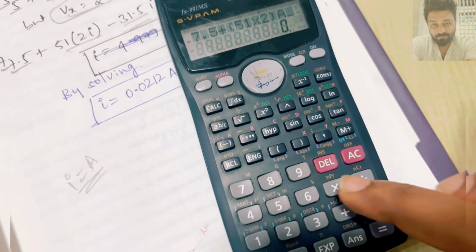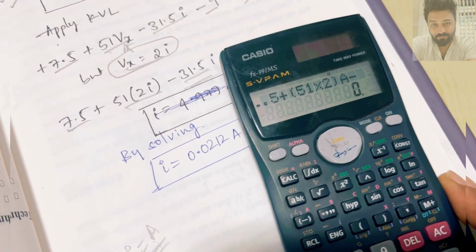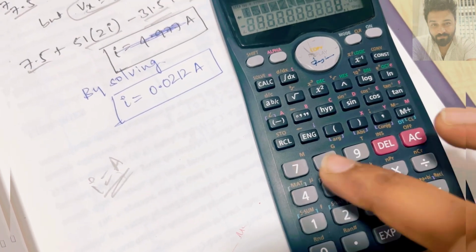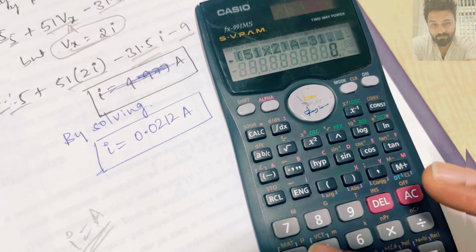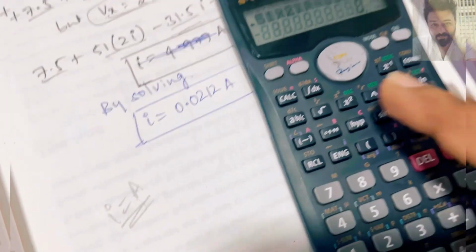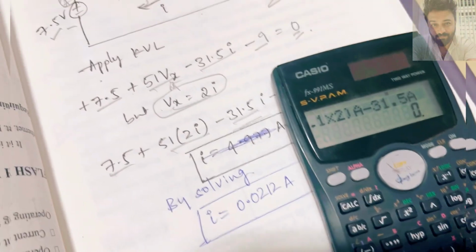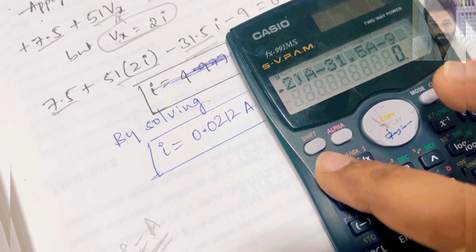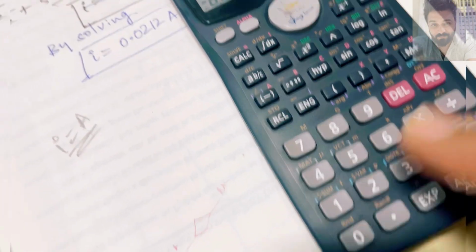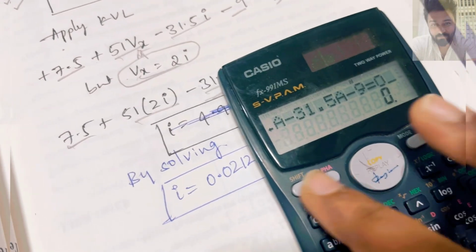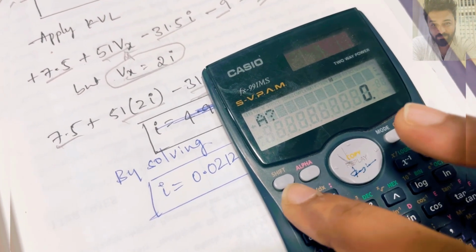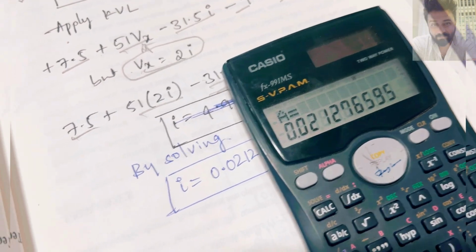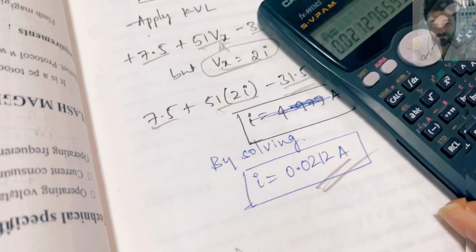31.5 into A, again alpha A, then again minus 9. For equal, you press alpha and equal, and then 0. Then shift and solve, once again shift and solve, and you will get the value of current I, that is 0.0212 ampere. Thank you.